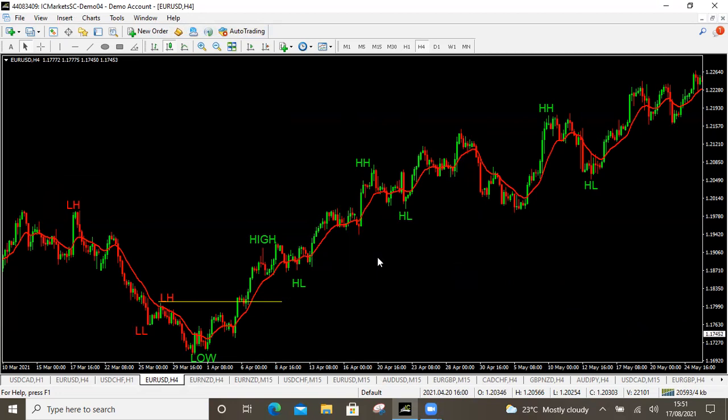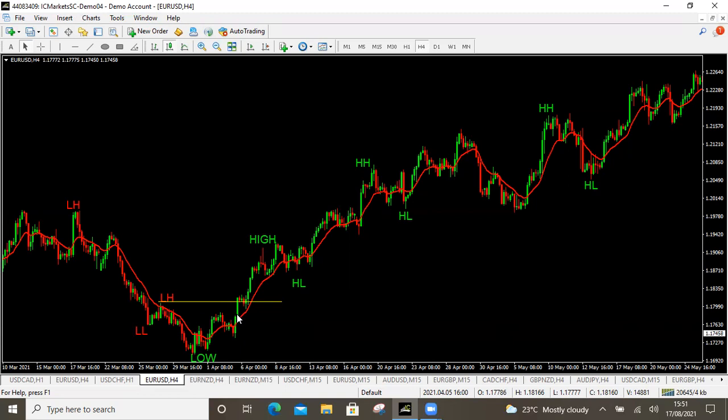The same rules apply as with the 20 SMA: for a buy trade, the market should always be above ketchup. You can also use it for trade confirmation or trade entries. When you want to get into a buy trade, make sure that the market has closed above ketchup.